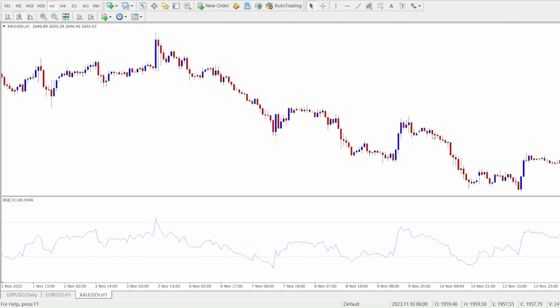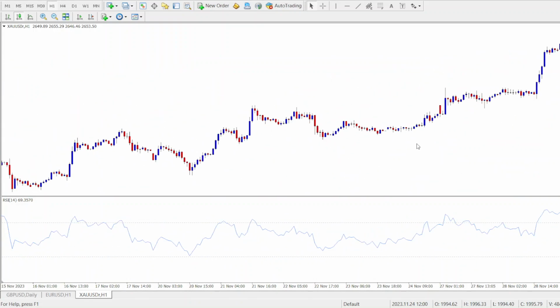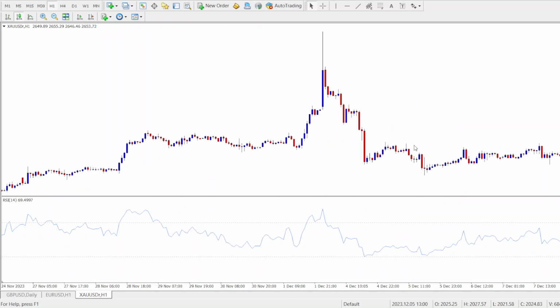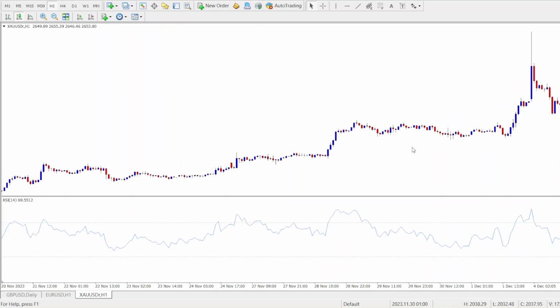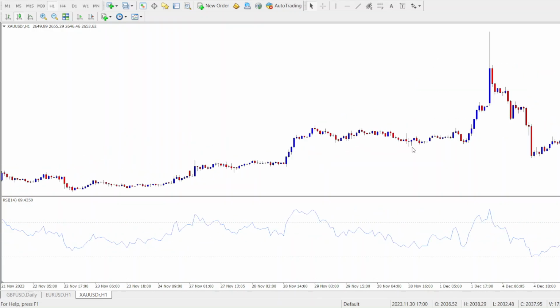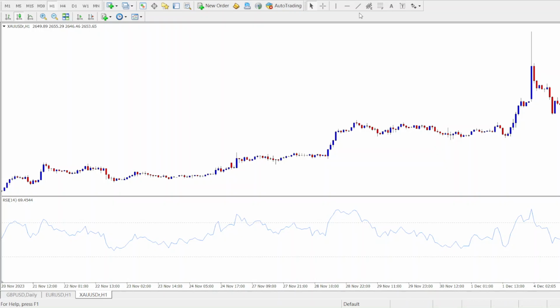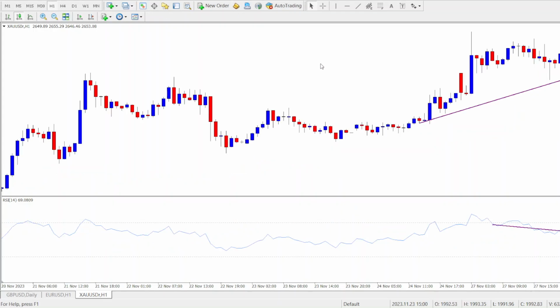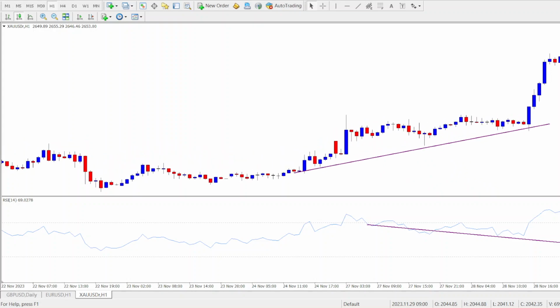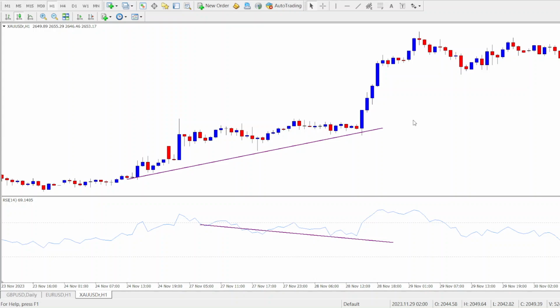Okay, now to spot bullish hidden divergence using the RSI, we have to look for a place when price is making higher lows while the RSI is making lower lows, right? Basically, and we can see that happening here. The price was making higher lows and the RSI was making lower lows. So that is what the bullish hidden divergence means.